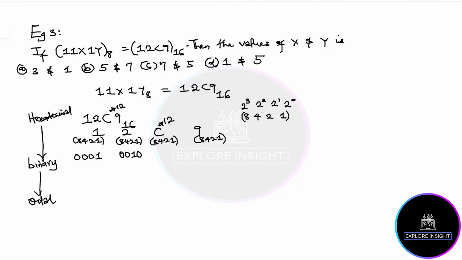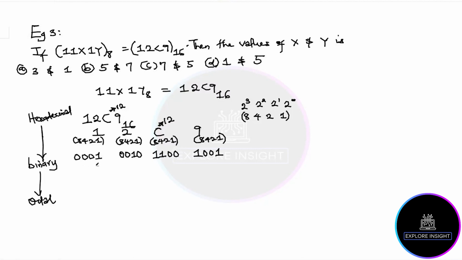Now, for our C, we say C is 12. So what will give us 12 is 8 and 4. So it will be turned on, while 2 and 1 will be turned off. Now, for 9, what will sum up to give us 9? 8 and 1. So it means 1, 0, 0, 1, because 8 plus 1 will give us 9.